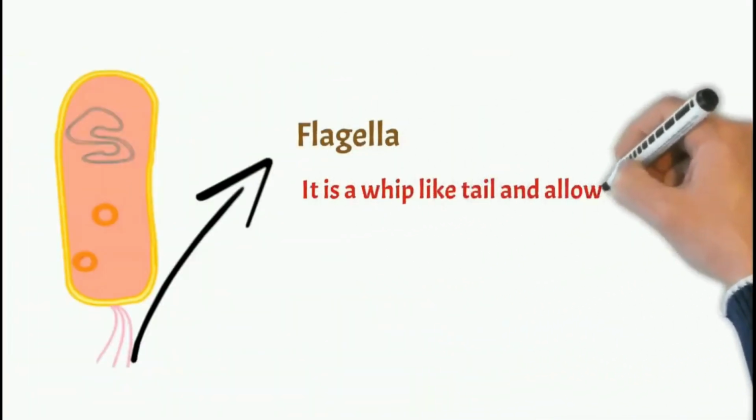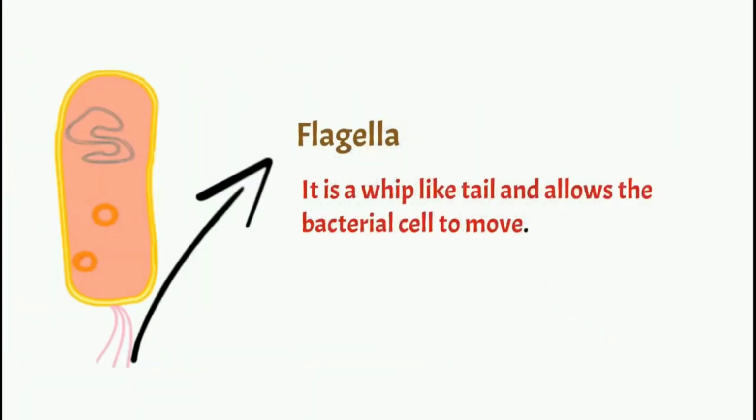Lastly, we have the flagella. This is a whip-like tail and allows the bacteria cell to move.